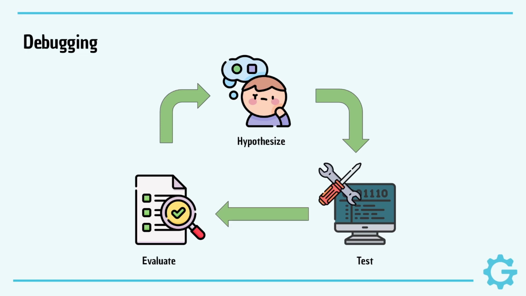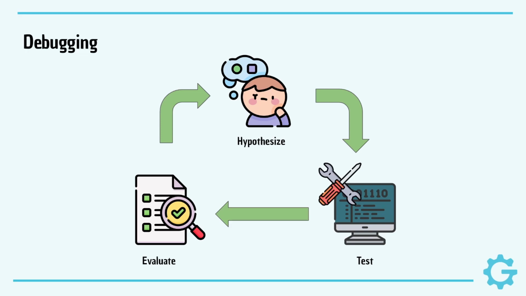You can start out by hypothesizing what could be going wrong. This involves looking at the problem and thinking about what could be causing it. When you have some ideas about what could be going wrong, you can start testing those ideas one at a time. This involves making a change to the code and then observing the result. Finally, you'll evaluate the progress. Did your change fix the problem?